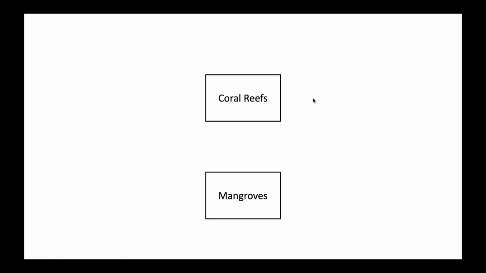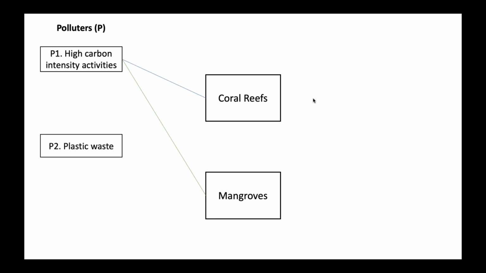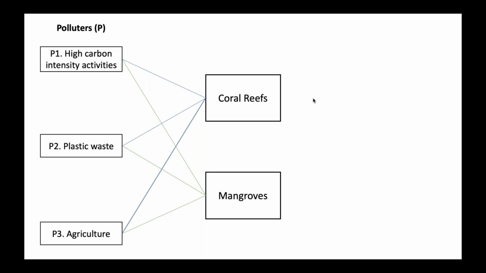So following that example, we can say that if we're going to have coral reefs and mangroves, on one side we're going to have the polluters. And as we already said, since, for example, climate change is one of the main threats, polluters are also related to those threats. High carbon intensive activities are one of the main threats for both of them. And plastic waste also has an impact on those ecosystems. And finally, agriculture, which is actually one of the main ones.